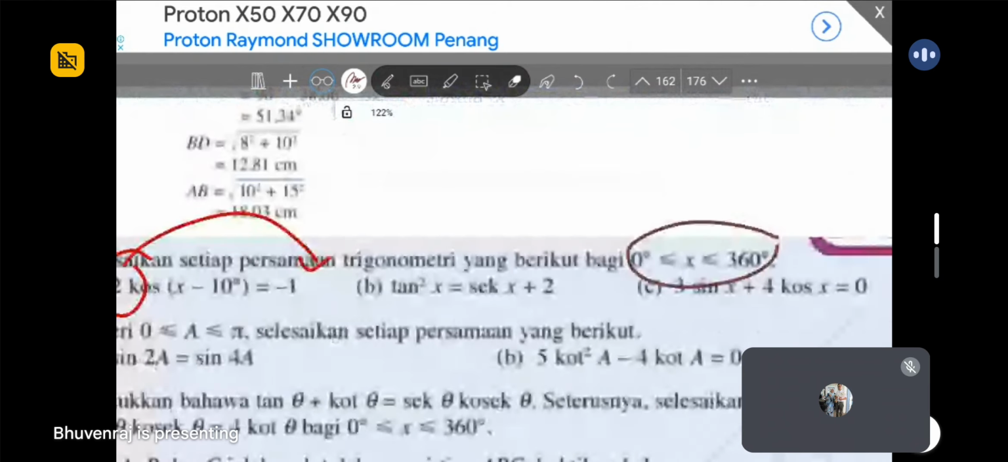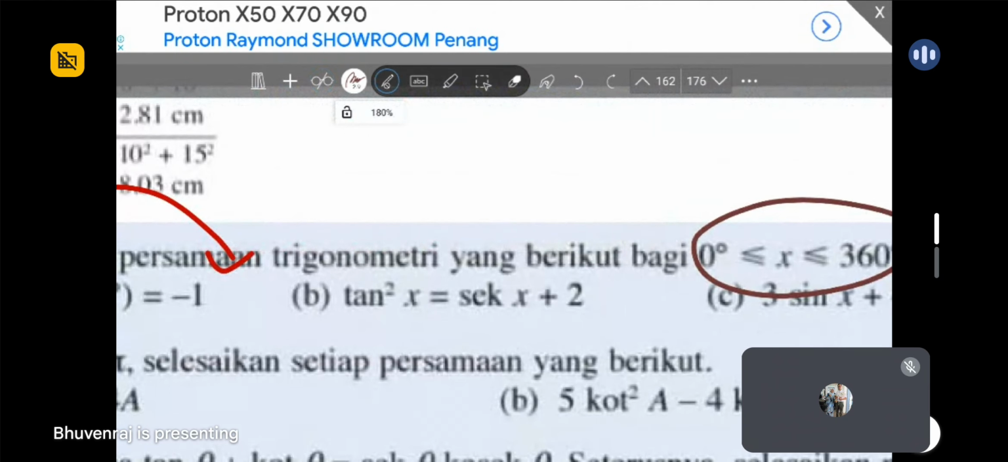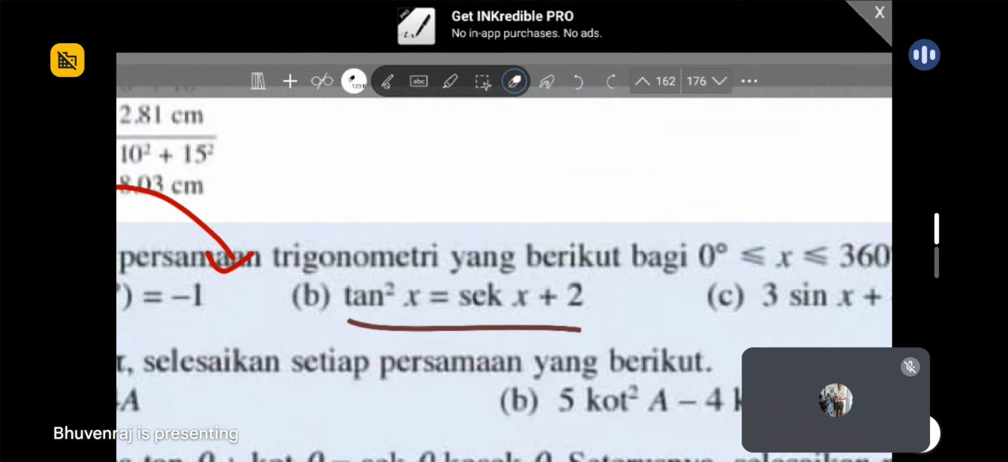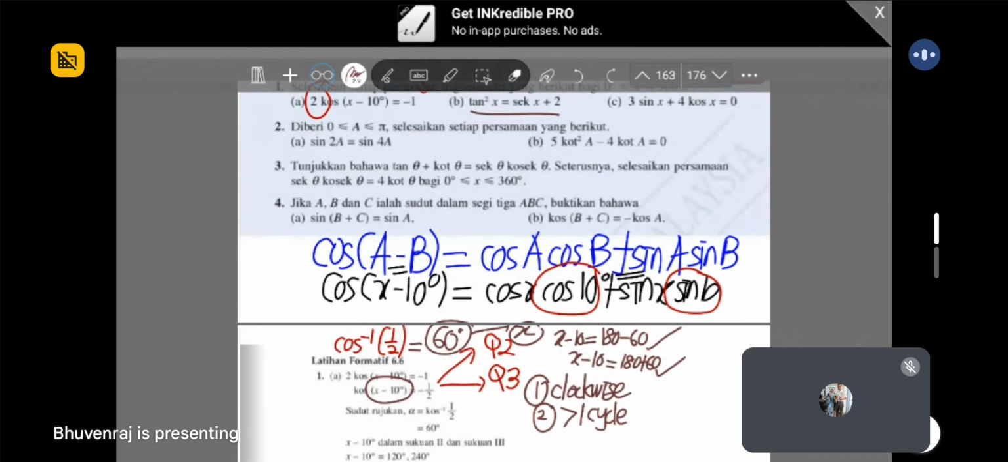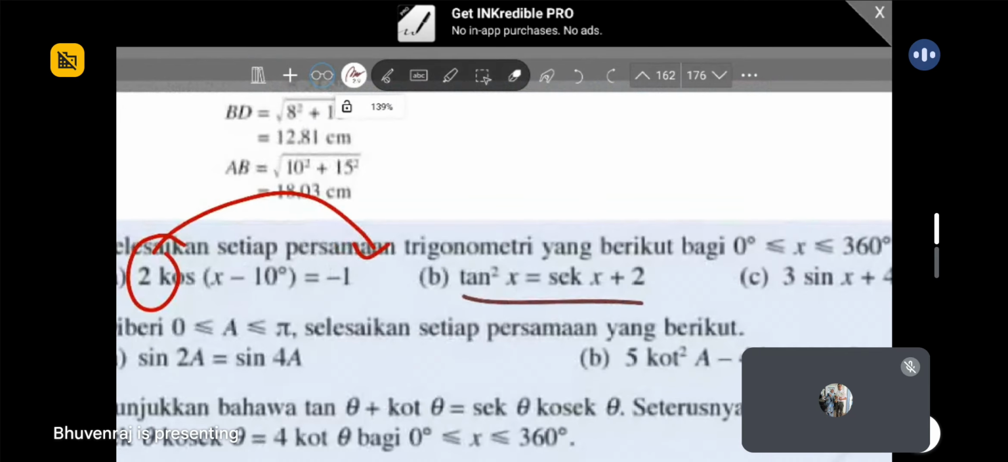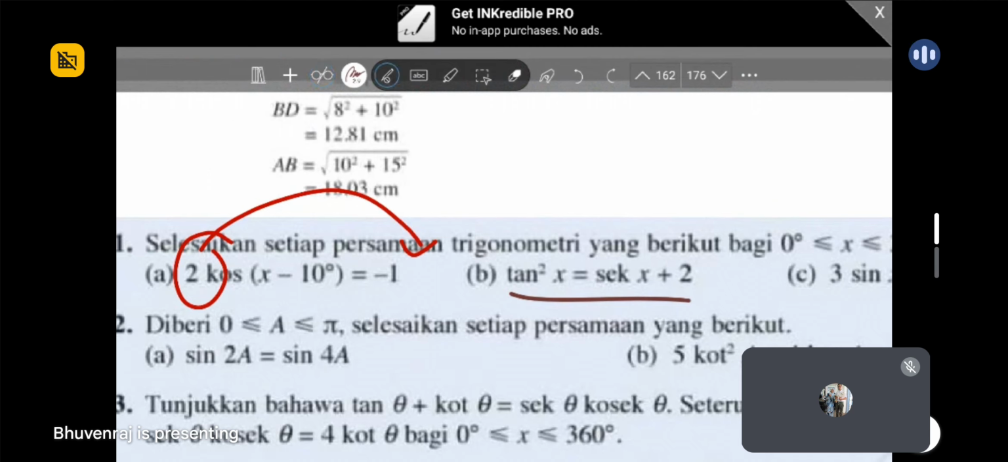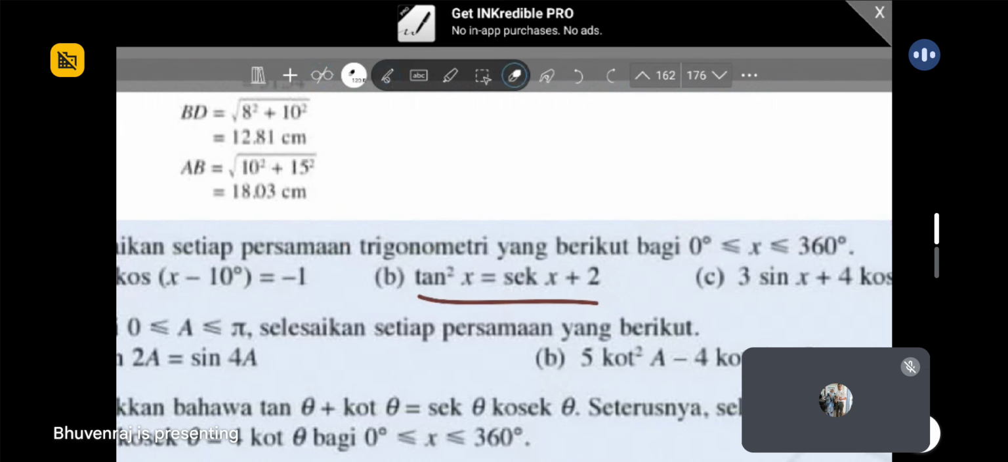Now we see question B. For question B, tangent square x equals secant x plus 2. For this question, when you see a square, you must always modify the expression that has a square. Kamu kena ubah ungkapan yang ada kuasa 2. So it means you need to change tangent square x. What is the identity that you can think of when you see tangent square x? Apa kamu boleh fikir? Think and see, guys.